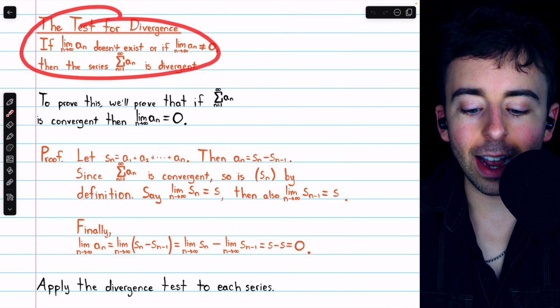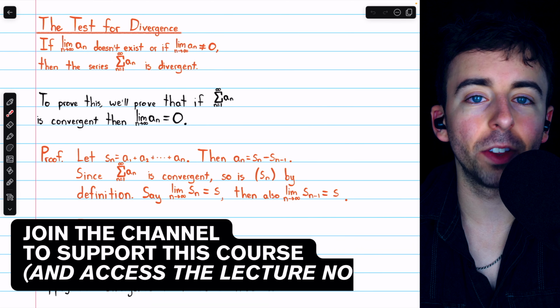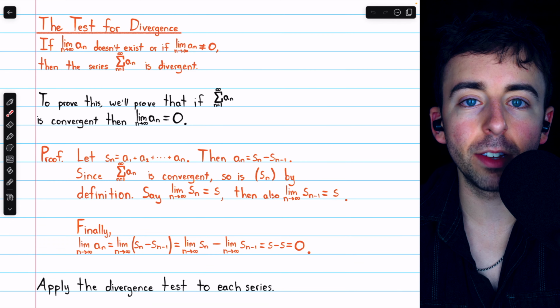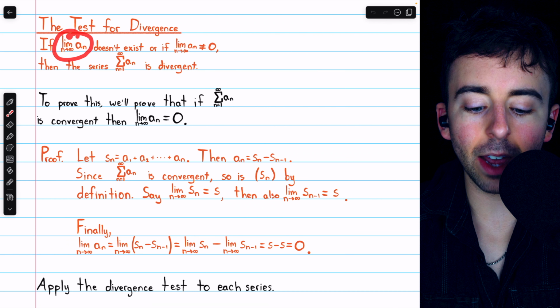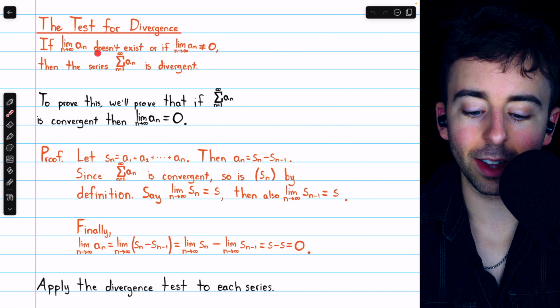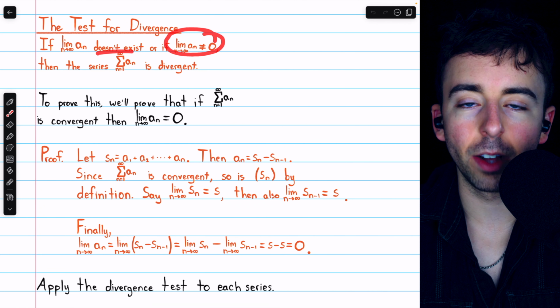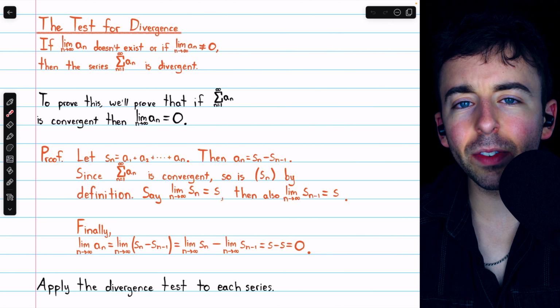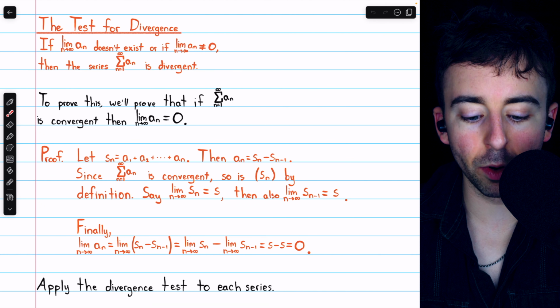This here is the test for divergence, also just called the divergence test. It's a quick way to check if some series are divergent. If the limit of the terms of the series is not equal to 0, whether the limit doesn't exist or it's just some non-zero number, then the series must be divergent. I'll leave a link in the description to the lesson where we prove this result.